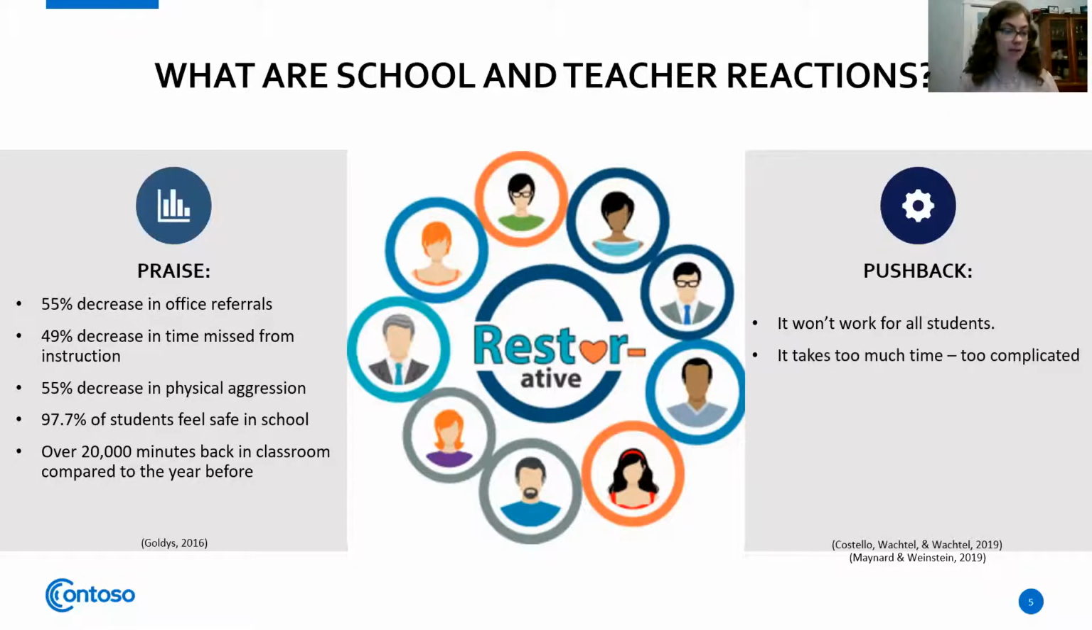It takes too much time. It's too complicated. Well, yes, it does take time at first, as many things do, but it does lessen over time. It does get easier. You will see a decrease in negative behaviors over time. So really, it's an investment for the teacher in the beginning of the school year, and then you'll see it help you throughout the year.